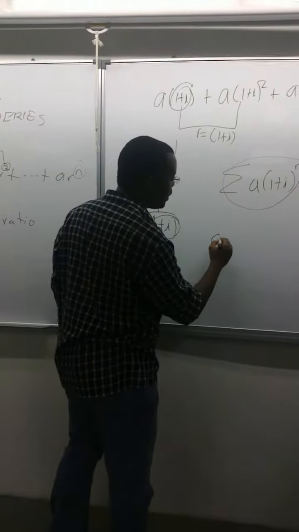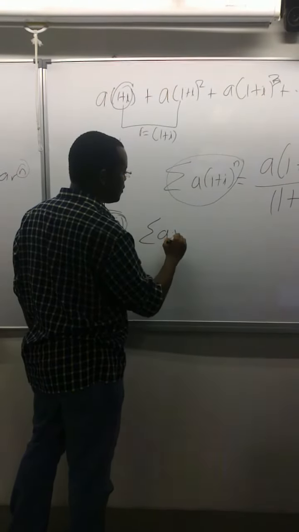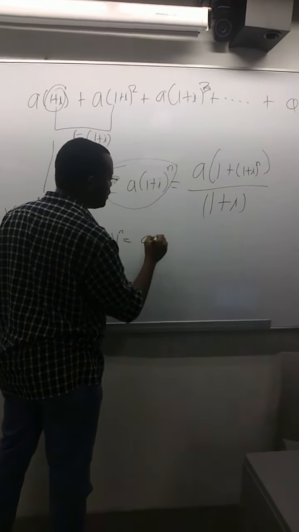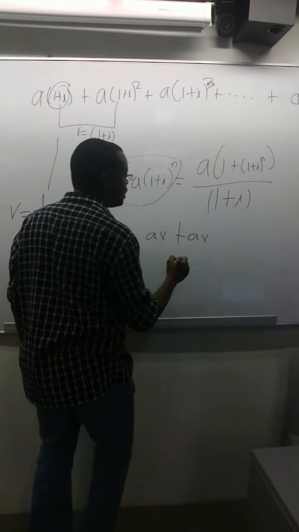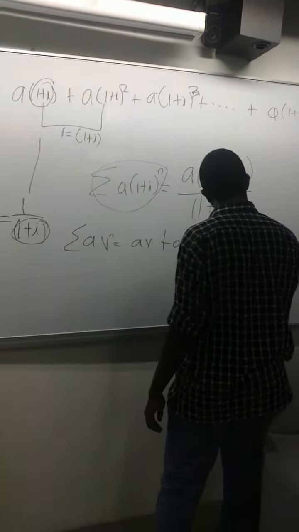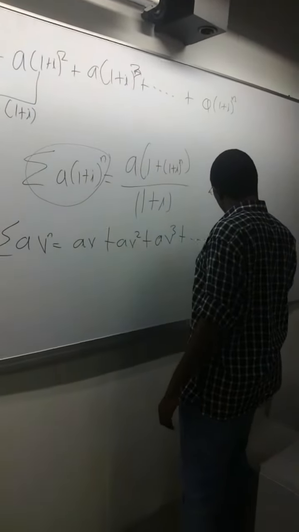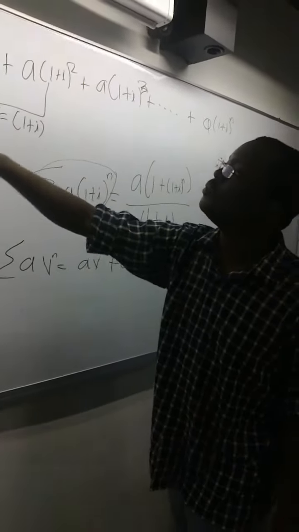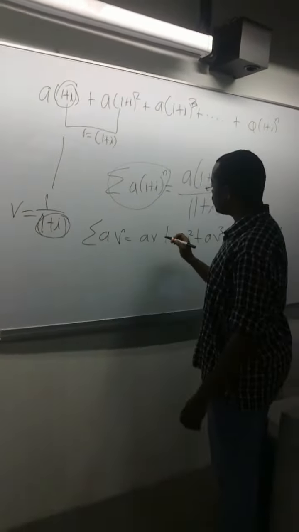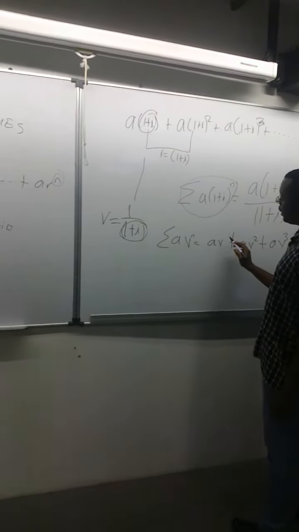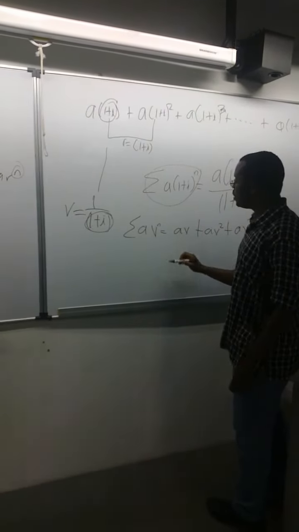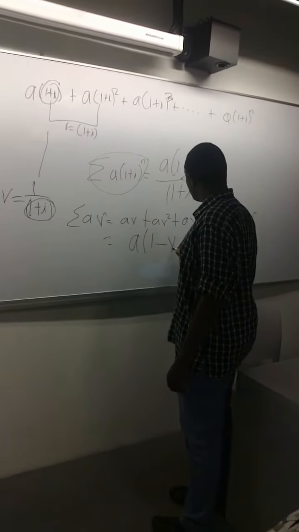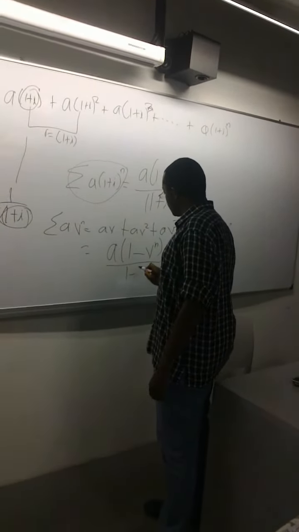So in this case, we shall have the summation of a v to the power n, which equals a v plus a v to the power 2 plus a v to the power 3 plus ... plus a v to the power n. That way we can find out. Now what we have been doing in the previous process was compounding. Now we want to do a sort of discounting. So in this case, we shall have a formula which is equal to 1 into 1 minus v to the power n over 1 minus v.